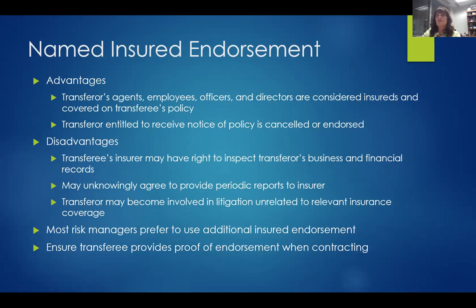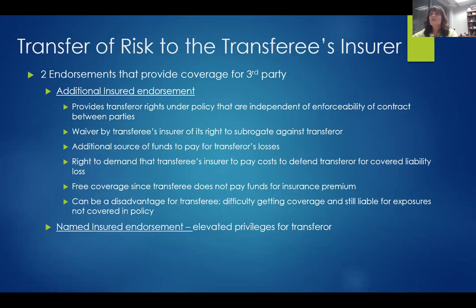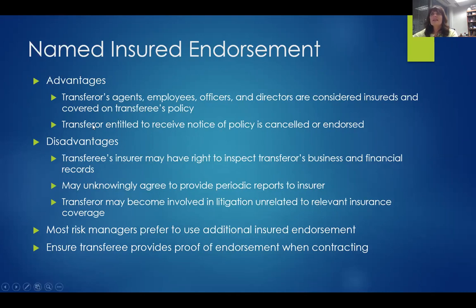Most risk managers prefer the additional insured coverage endorsement in contrast to the named insured. But make sure the transferee provides proof of endorsement. This is what I always make sure everybody knows. Even though they say they've put you on as an additional insured, you really want to see proof. You want to see the actual endorsement, and you want to see it on the certificate of insurance. We always validate that it's on there before we start any contract to make sure that we're protected as we thought we would be.